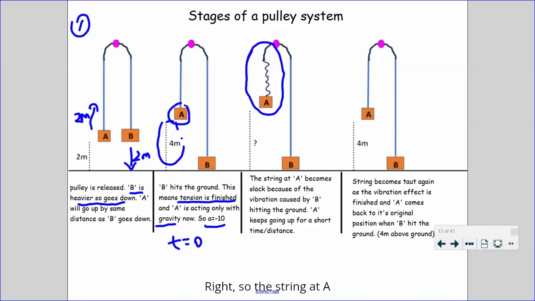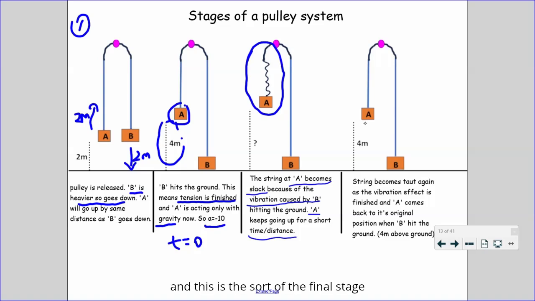Right, so the string at A becomes slack because of the vibrating effect, and A keeps going up for a short time or distance. Okay, so this is a very temporary vibrating effect, as you can imagine. So A goes up for a very small time, and then it will come back to its original position when B hit the ground, which was at 4 meters.